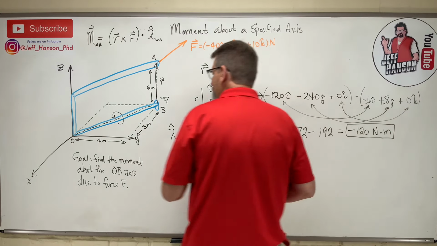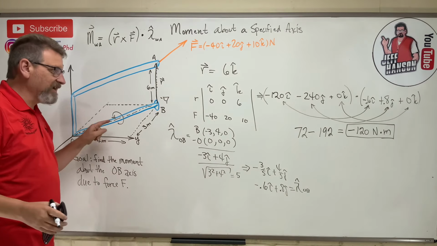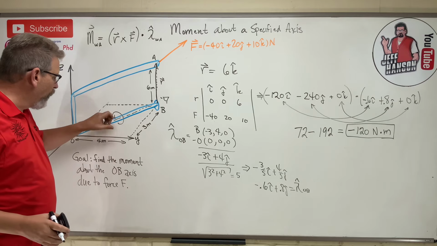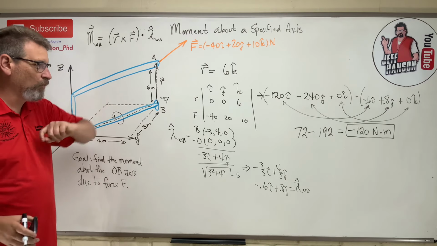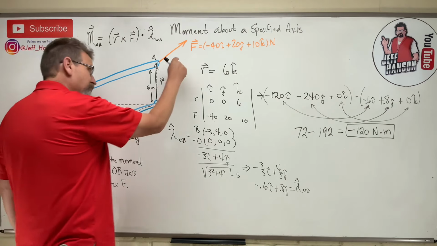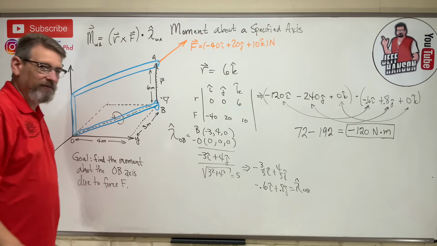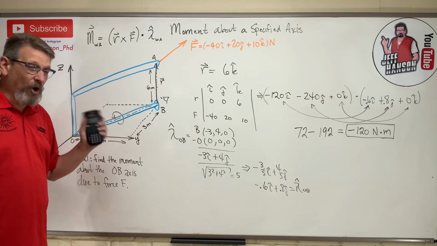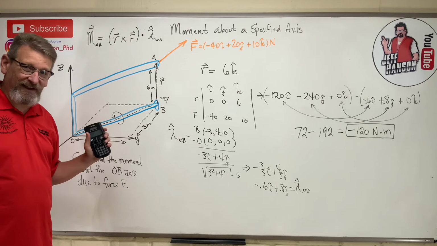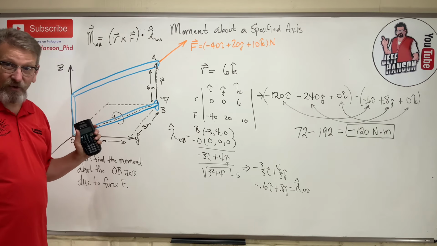And so that means that there is a clockwise moment around that OB axis. And how big is it? It's 120 Newton meters due to that force up there, okay? The moment about a specified axis, but I like the moment about a wacky axis better.